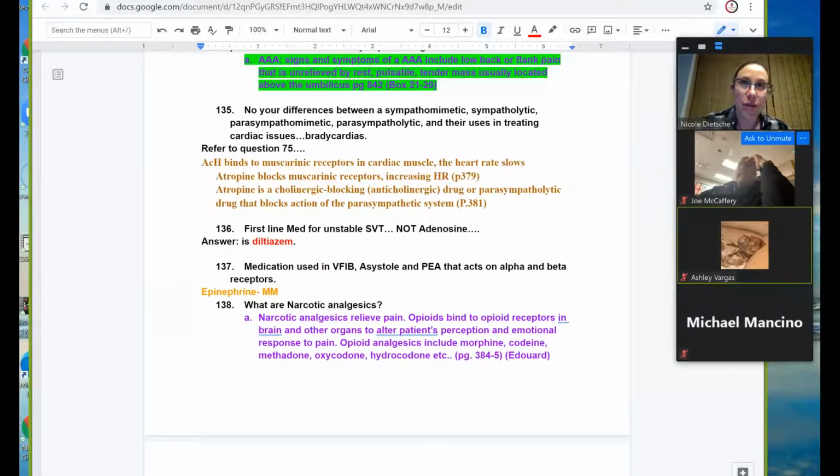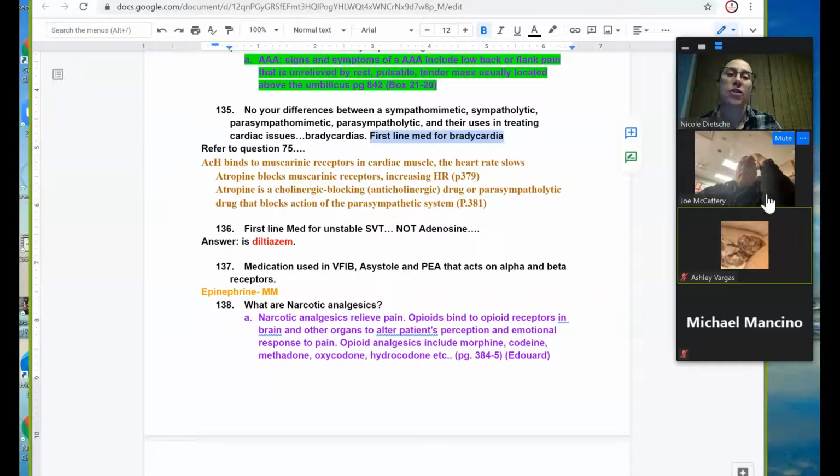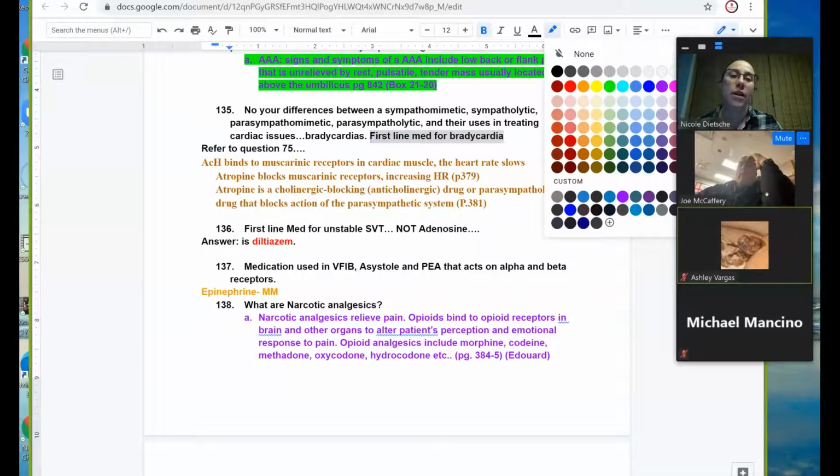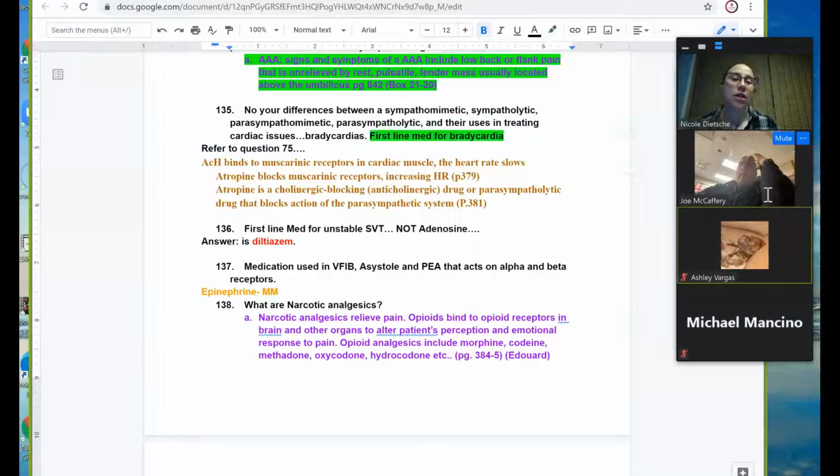What is your first line med for bradycardia? The question asks the first line medication for bradycardia and asystole. Just remember that's an old school EMS problem. This medication is not used in asystole anymore.